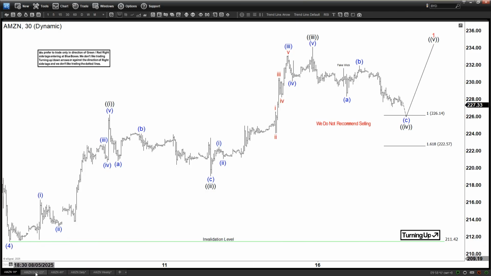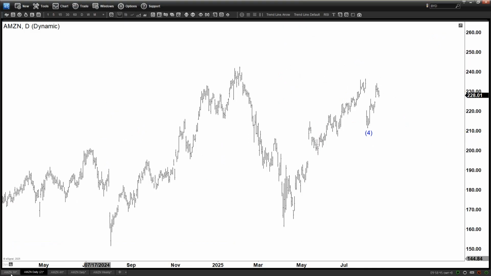So if I zoom out on the daily, here is the wave 4 in blue, right? And here is wave 4 in 3. Because we have not broken above 3 yet at the moment, there is still no confirmation whether the 4 really is the end of the correction.